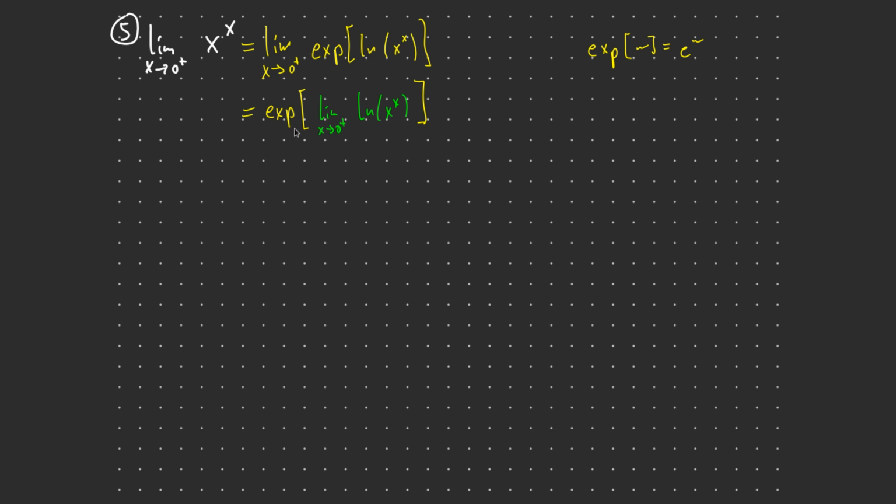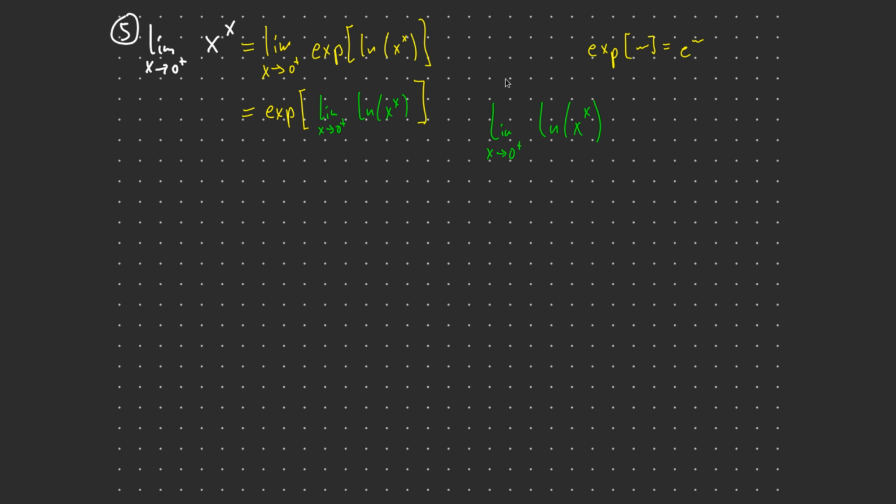Once we have it this way, we have this limit on the inside, which I've highlighted in green. What we can do is work on this limit, and then whatever answer we get for this green limit, we plug that into the exponential function, raise e to that power, and that is our final answer for the original problem. So we're going to go off to the side here and ask, what is the limit as x goes to 0 from the right of the natural log of x to the power of x? We're just going to do the limit on the inside of the exponential function, and then use that answer to get the final answer here.